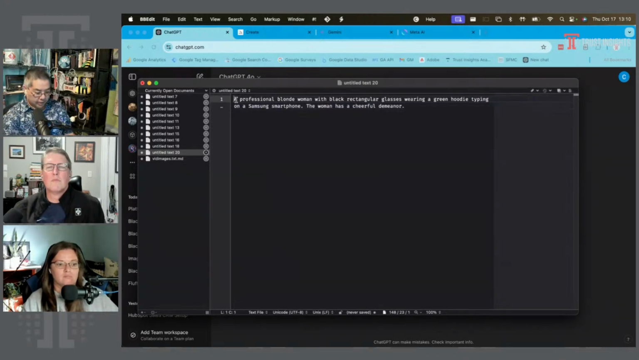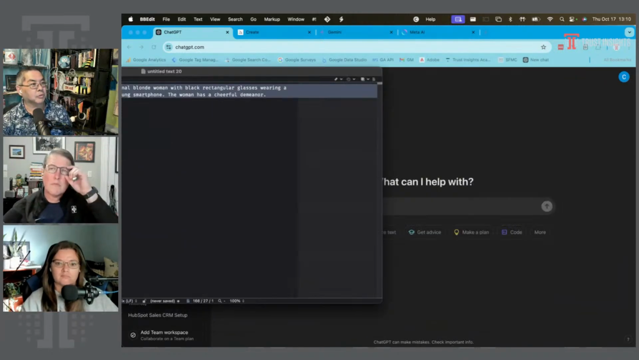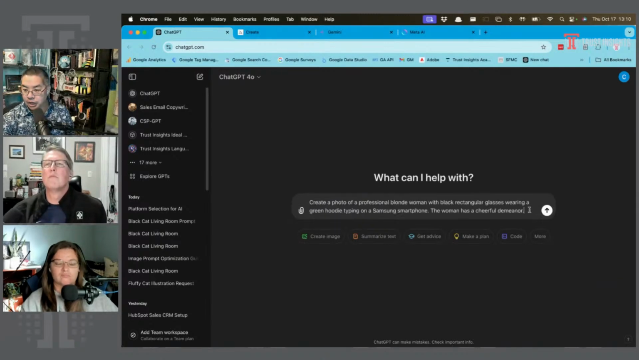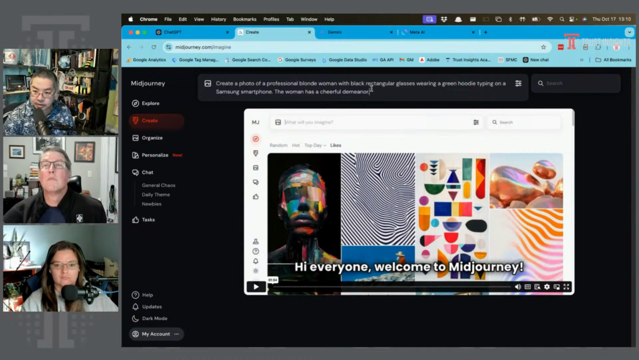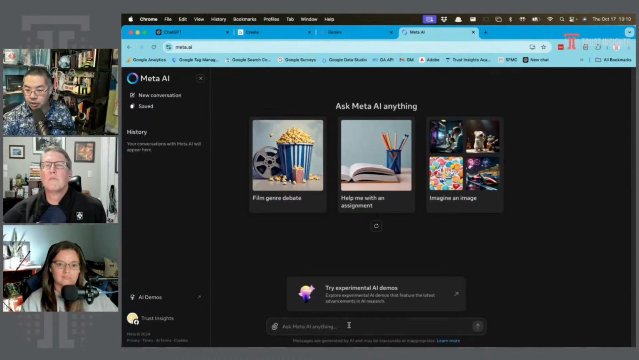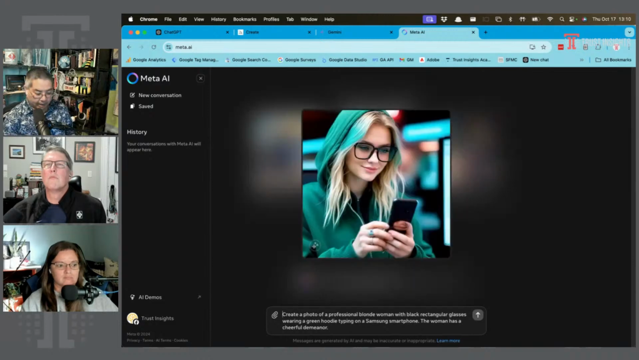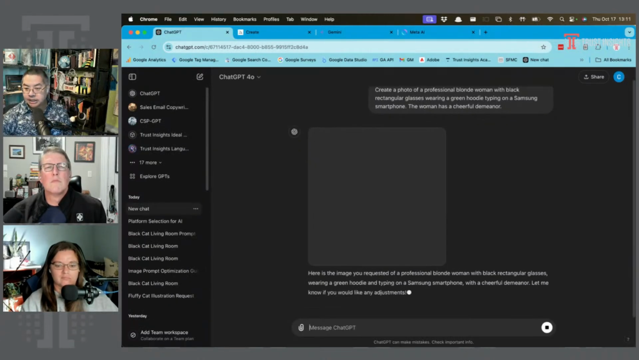So let's start with: create an image, a photo of a professional woman with black rectangular glasses, wearing a green hoodie, typing on a Samsung smartphone. The woman has a cheerful demeanor. I'm going to start with ChatGPT. We're going to move over into Midjourney. We're going to go into Google Gemini, and we'll go into Meta AI. Meta AI requires the Imagine tag up front. So let's see what we get.